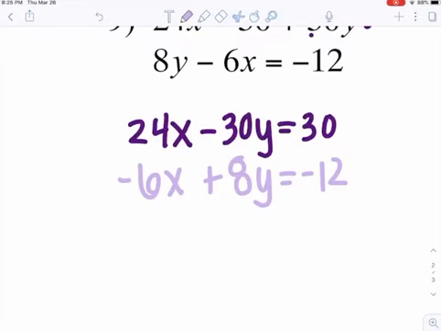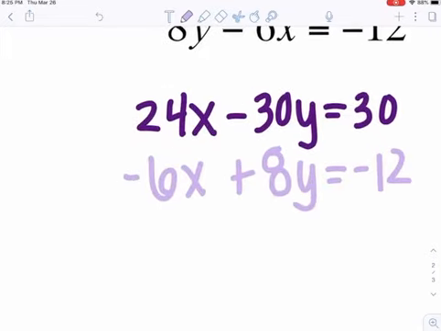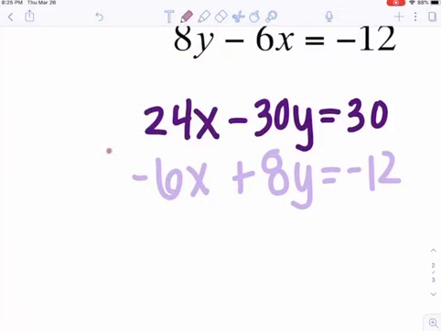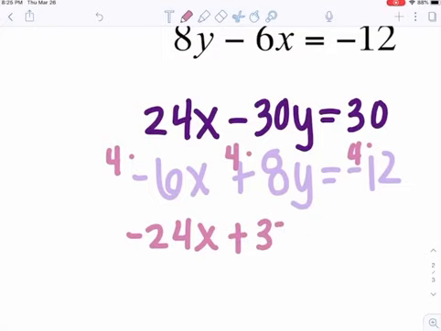Okay, so I'm looking at what would be easy to eliminate. I think it would be the x because I could just multiply the 6 by something to make it match the 24. So I'm going to multiply by +4 because I want the signs to be opposite, which they already are. So this becomes -24x plus 32y equals -48.